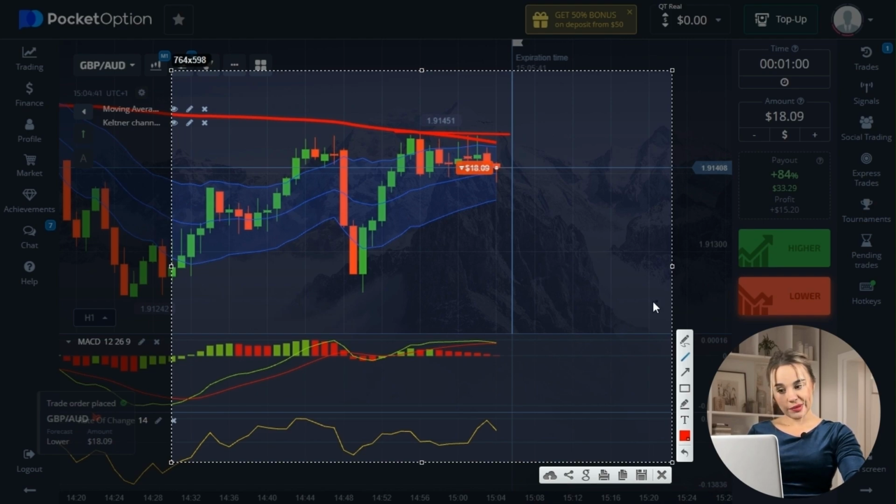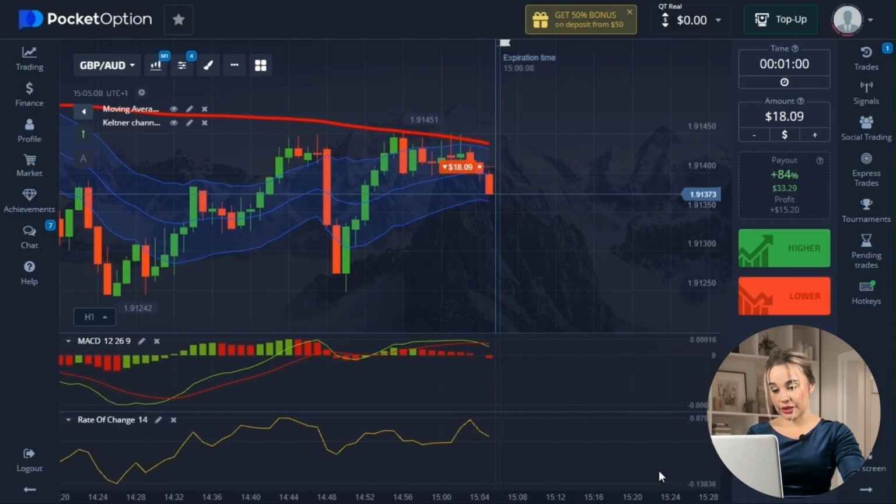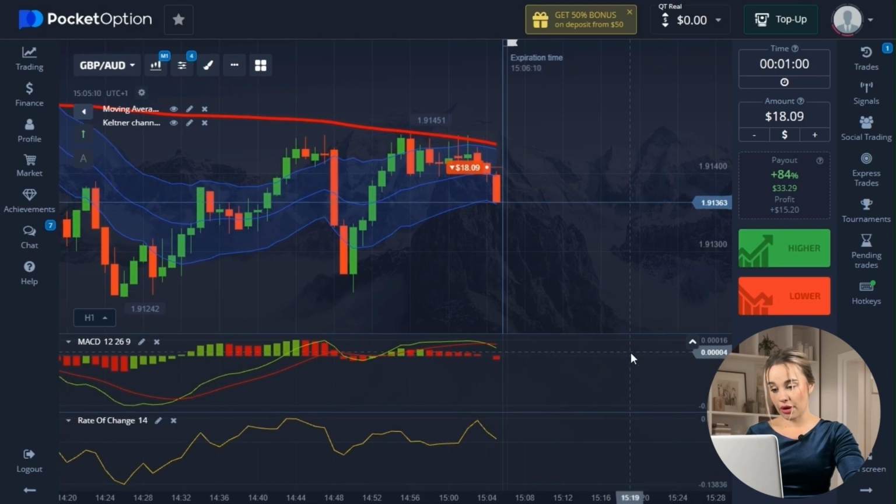Well, I expect the price to move at least to the lower boundary of the channel. The indicator signals hint at that, and the MACD lines are converging and the rate of change is starting to descend towards the zero mark.